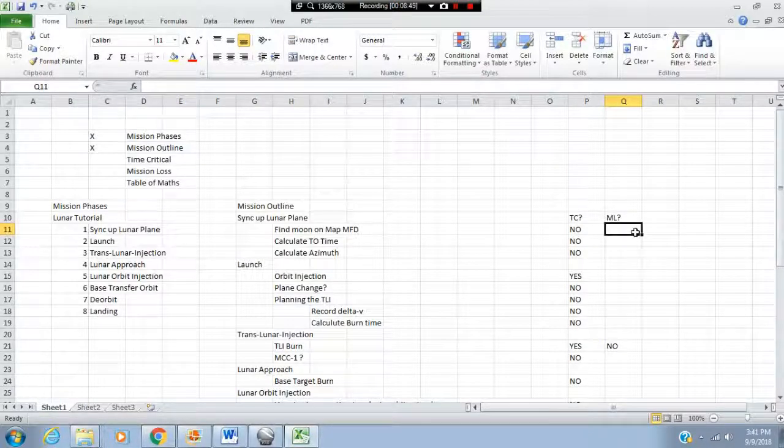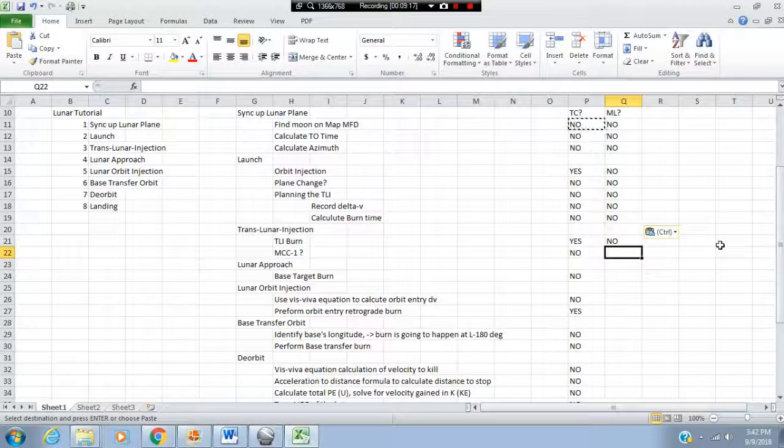Okay, so the next thing we're going to do is go through every single one of these and determine if you can receive mission loss from it. Finding the moon on the MFD. No, that's pretty darn obvious. Calculating a takeoff time. No. Azimuth. No. Orbit injection. No. Plane change. No. Planning the TLI. No. Recording the delta V and calculating the burn time. No.